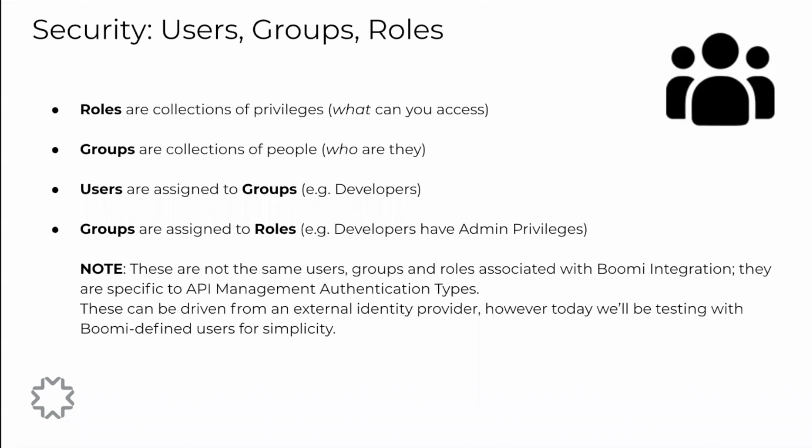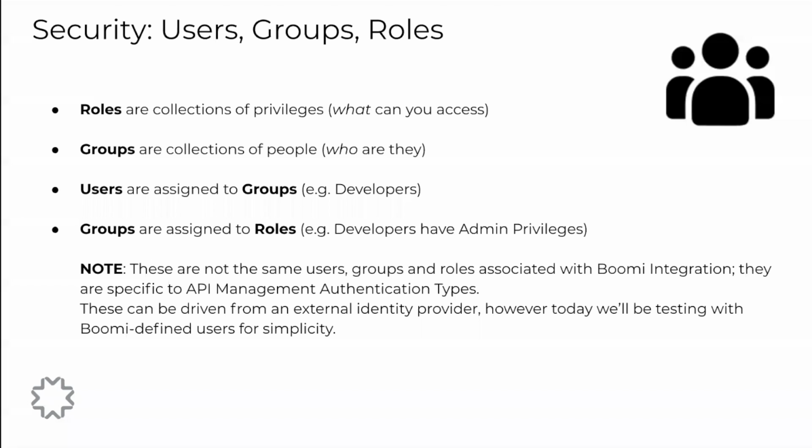Okay. Another concept that's really important to understand in API management is users, groups, and roles. So the way I like to think of this is that roles are collections of privileges. So it's what can you access? For example, can you access the developer portal or can you access specific APIs? Groups, on the other hand, are collections of people. This is the who. So who are these people that we're giving access to?